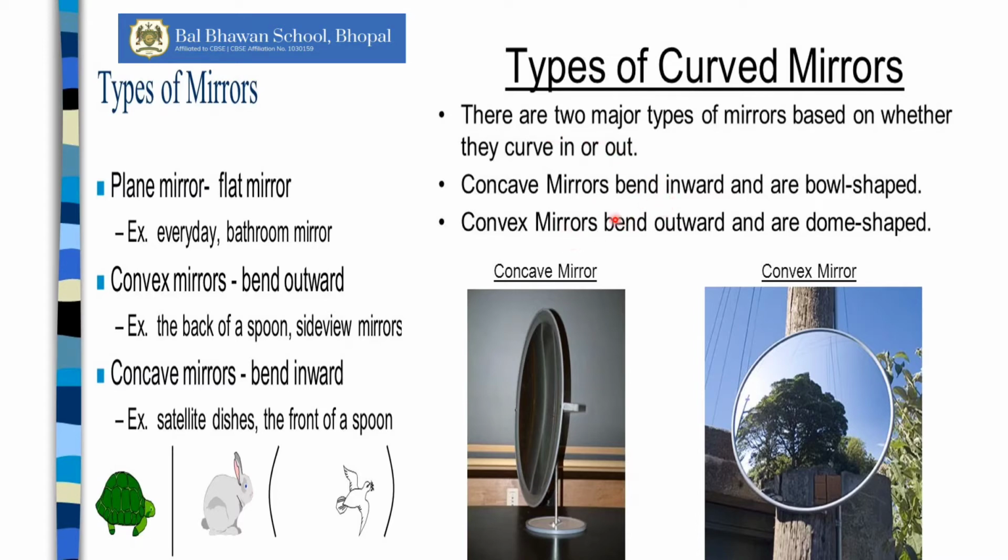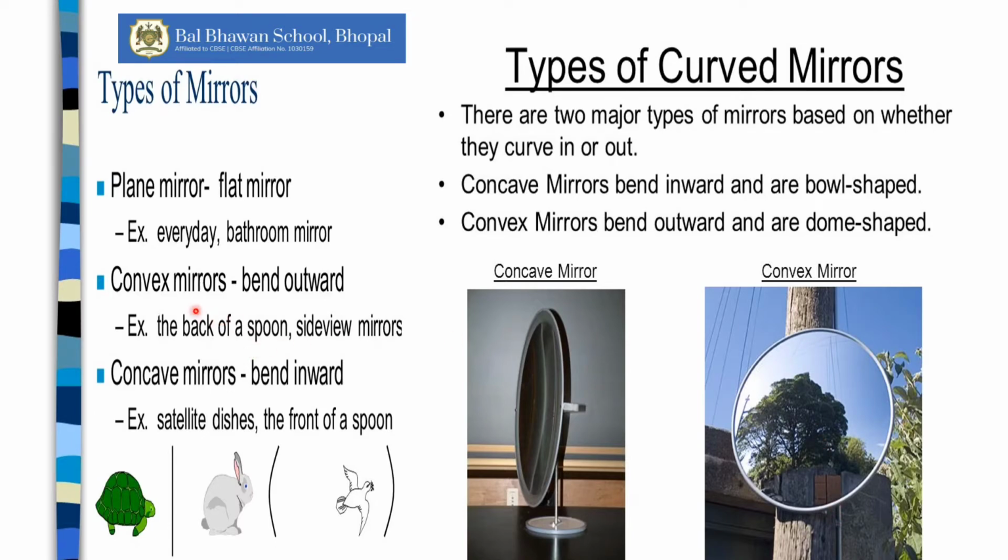When we talk about a concave mirror, it bends inward, and it is bowl shaped. When we talk about a convex mirror, it bends outward. As you can see, it bulges outward, and it is dome shaped. So here again, a concave mirror bulges inward, like a cavity, whereas a convex mirror bulges outward and is dome shaped.